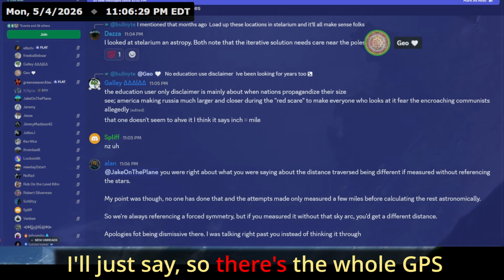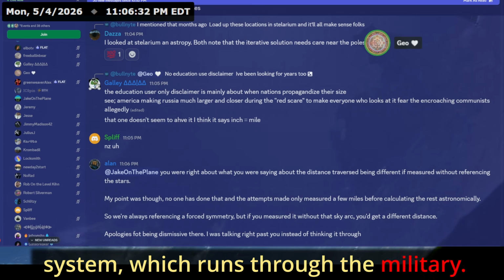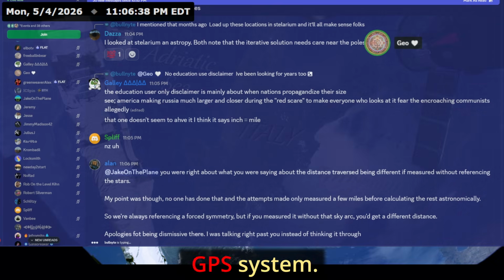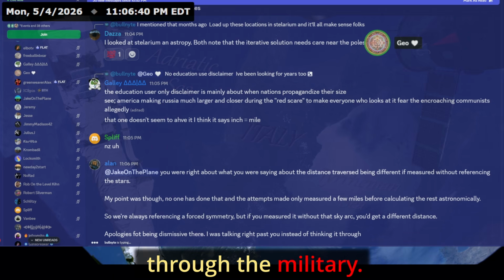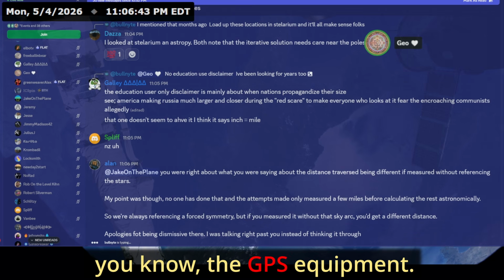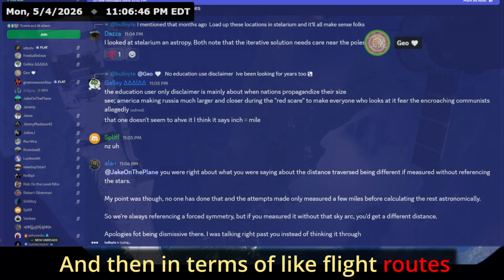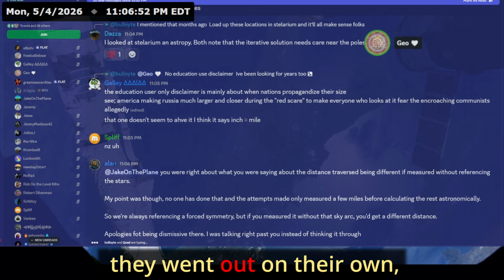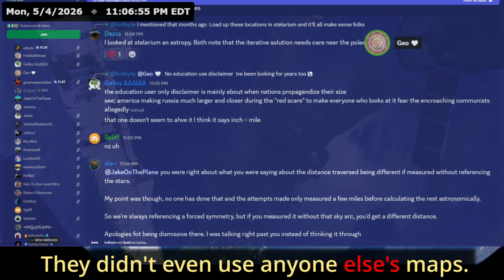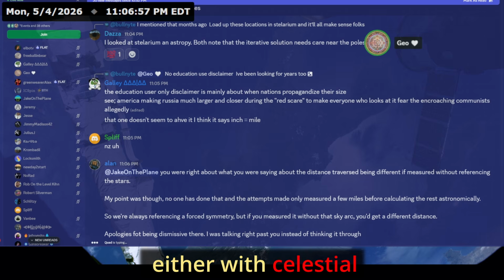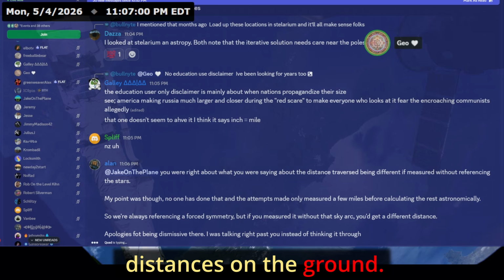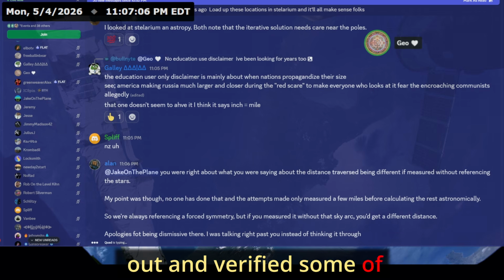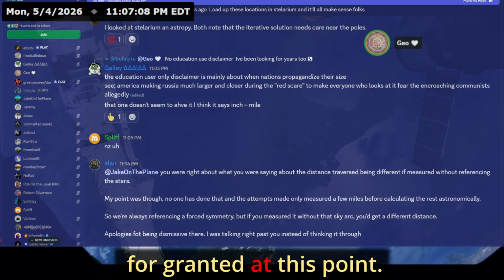Okay, I'll rebut that briefly. There's the whole GPS system, which runs through the military. Obviously, other countries have their own militaries and their own GPS systems. That's all developed through the military, and then we are given the GPS equipment. In terms of flight routes and boating routes, it would be impressive to me if somebody had data where they went out on their own, didn't use GPS, didn't even use anyone else's maps, and did something independent, either with celestial navigation or measuring distances on the ground. But what modern people have actually gone out and verified some of these things on the Earth?